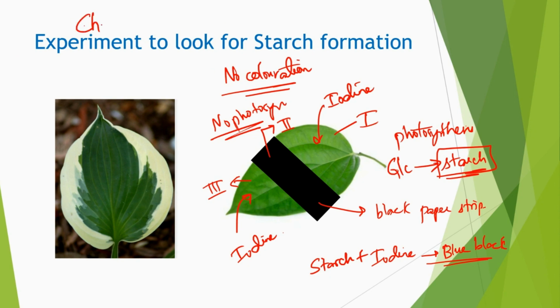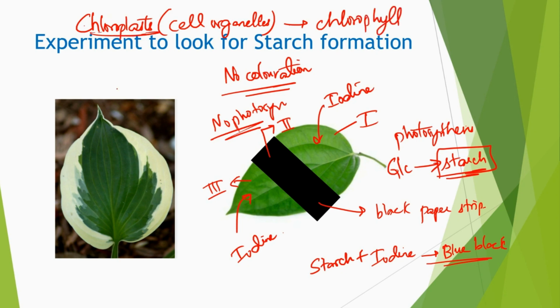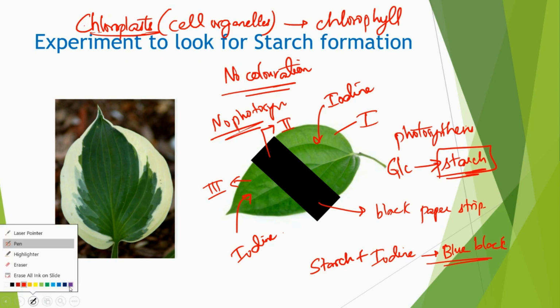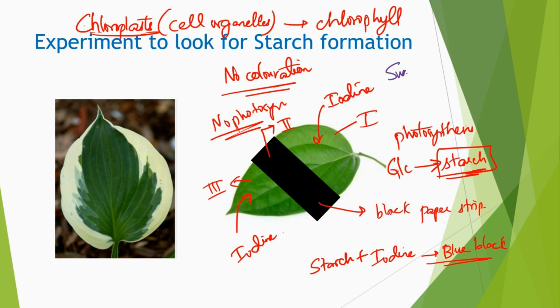Basically, chloroplasts are cell organelles which contain the pigment chlorophyll. It is the site where the process of photosynthesis takes place. So this experiment again shows that sunlight is essential for the process of photosynthesis, and this experiment proves that chlorophyll is required for photosynthesis to take place.